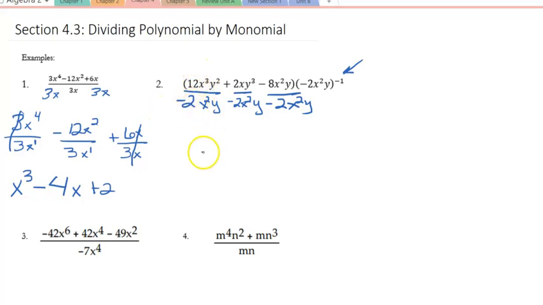12 divided by -2 is a -6. I had 3 x's on top and 2 on the bottom, so that means I'm left with 1 on the top. I have 2 y's on top, 1 on the bottom. That means I'm left with 1 y on the top. 2 divided by -2 is a -1. I have 1 x on top and 2 on the bottom. So the most I could take away is 1. But then the leftover 1 is actually on the bottom, so I'm going to have an x on the bottom. And then I had 3 y's on top and 1 on the bottom, and so I'm left with 2 on top.